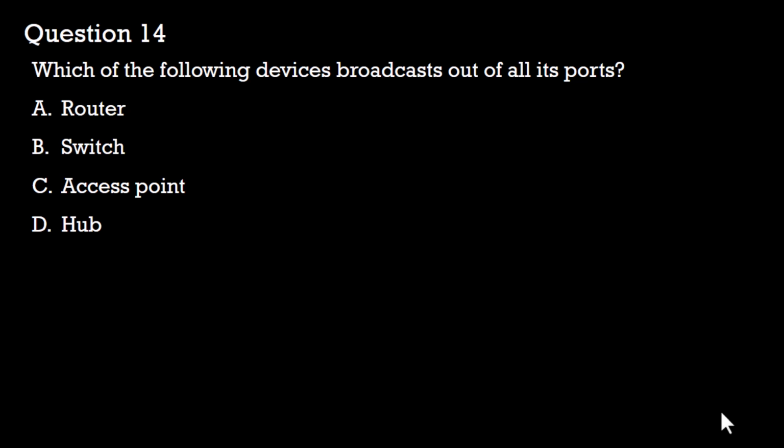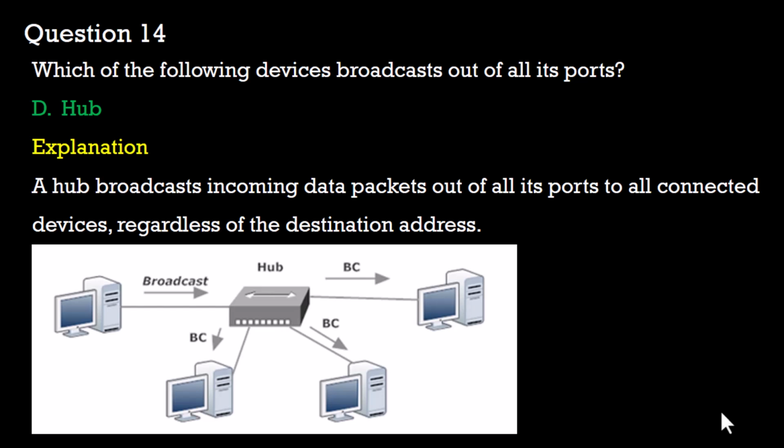A hub, on the other hand, operates at layer 1, the physical layer, and it broadcasts incoming data packets out of all its ports to all connected devices. So, with respect to this question, the answer would be the hub. As seen on the image here, the hub broadcasts data packets out of all its ports to all connected devices, regardless of the destination address. So whether the data packet is meant for user A or user B, the hub just sends out the data packets to all the devices that are connected to it. This can lead to network inefficiencies and collision.